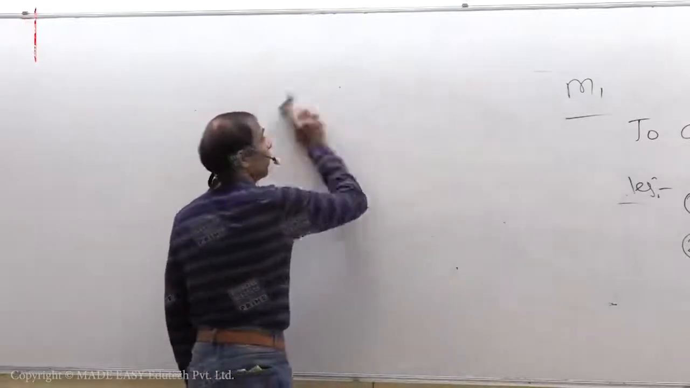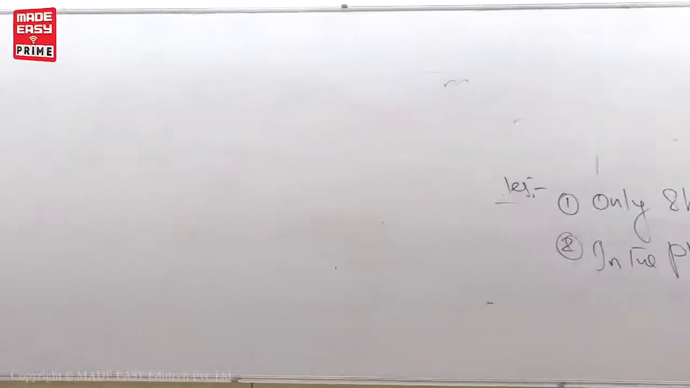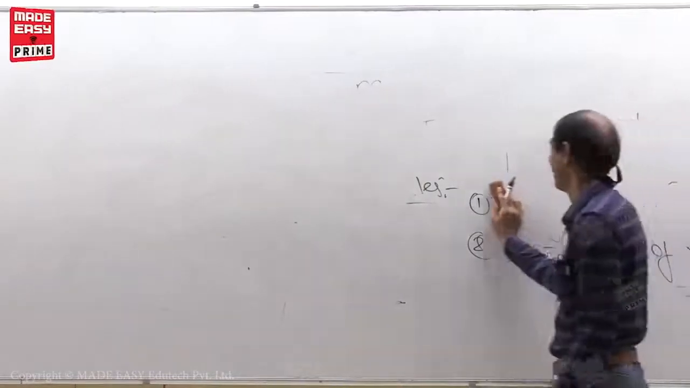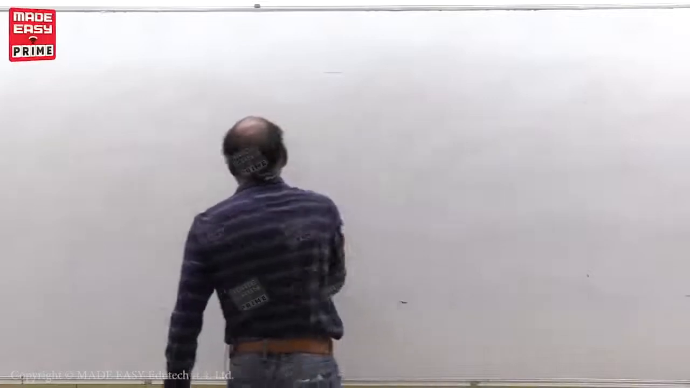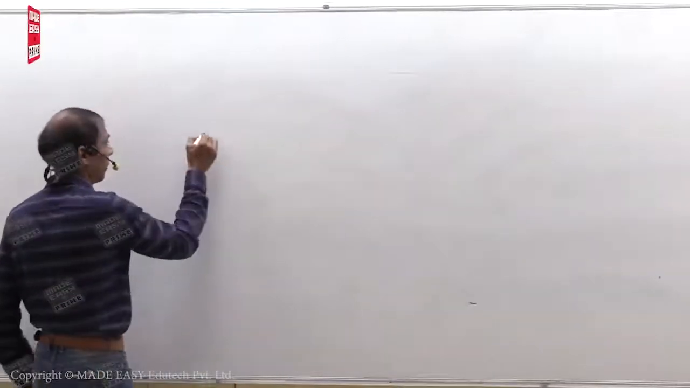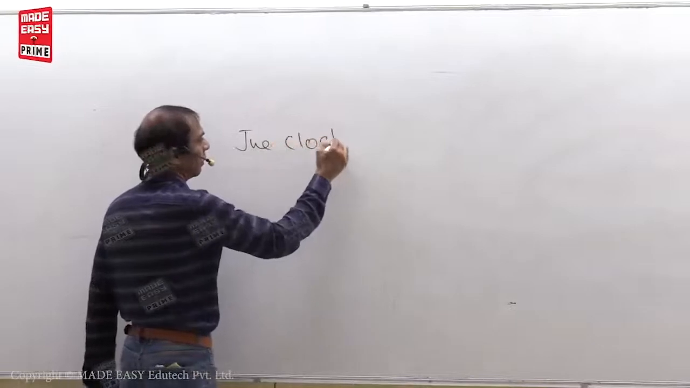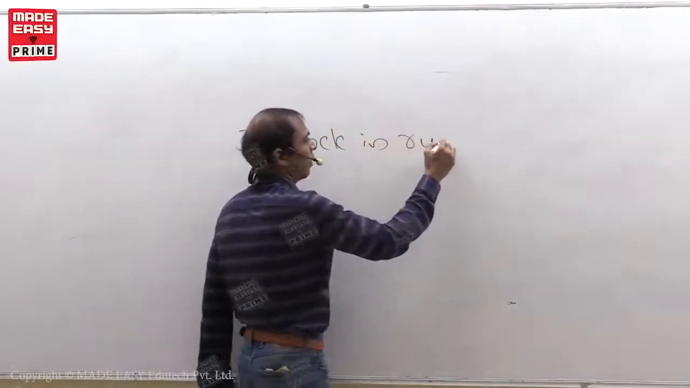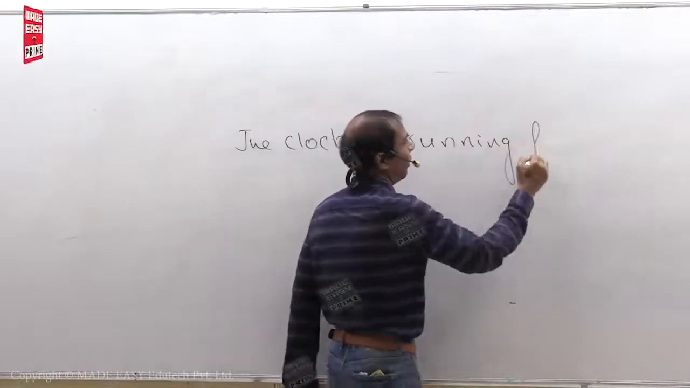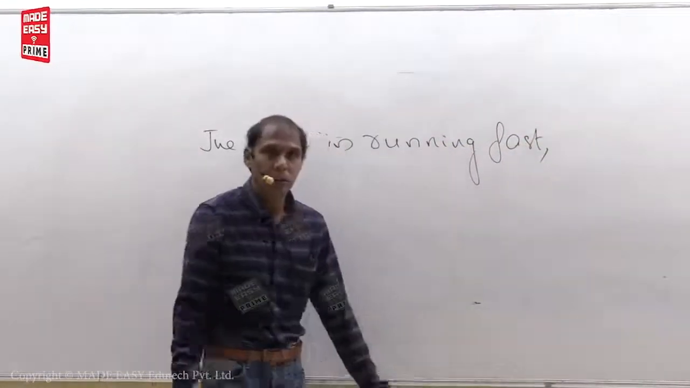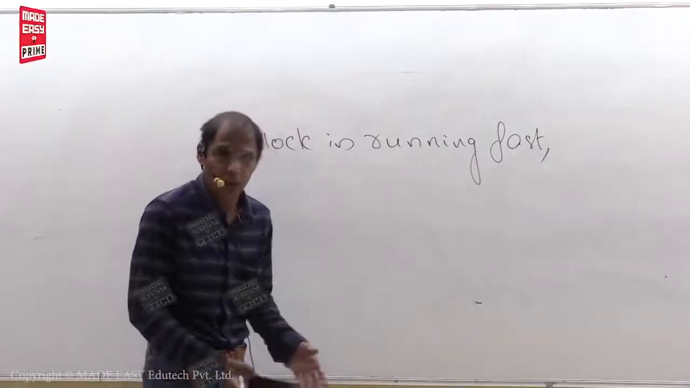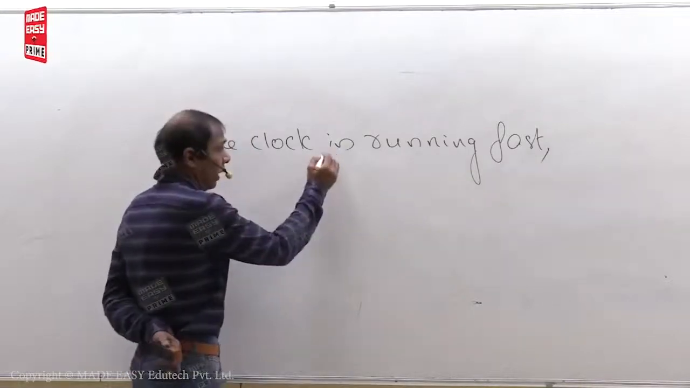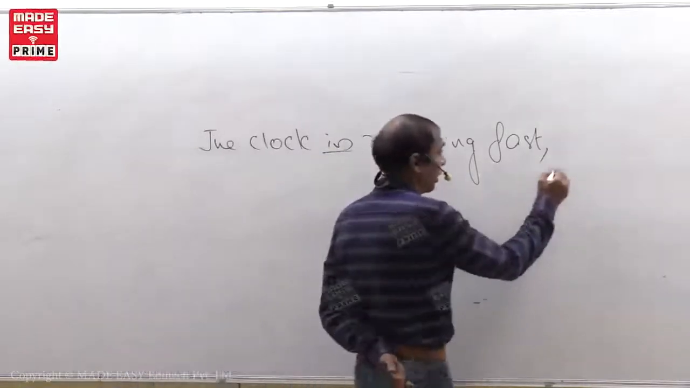Let us take one more sentence. The clock is running fast. The statement is positive, so the question tag must be negative. What is the first rule? Use only short forms. What is the short form of is not? Isn't.